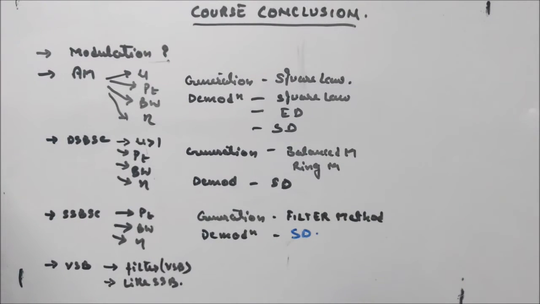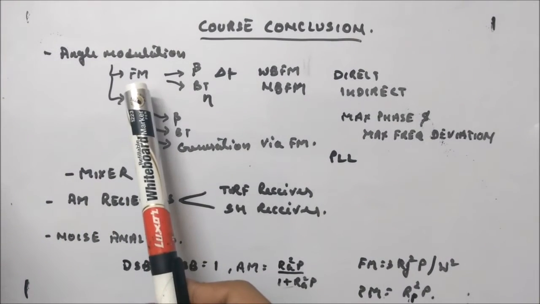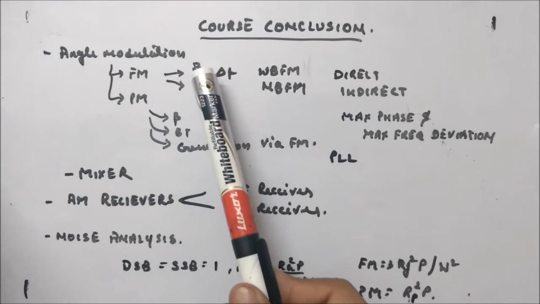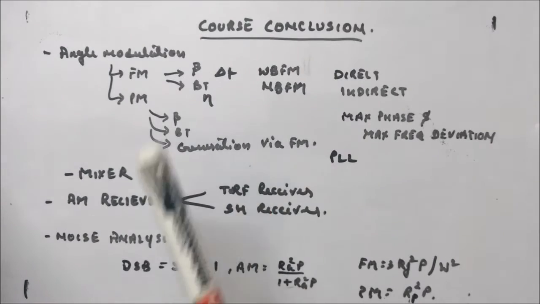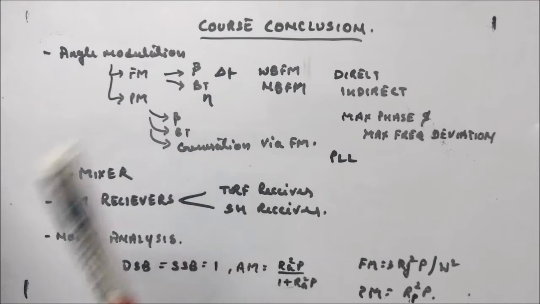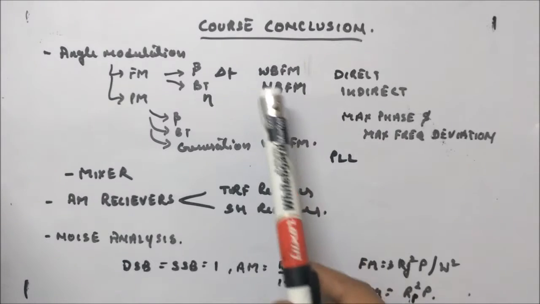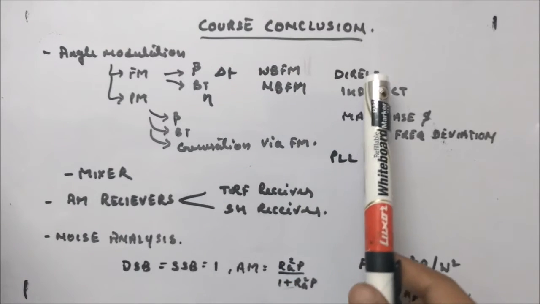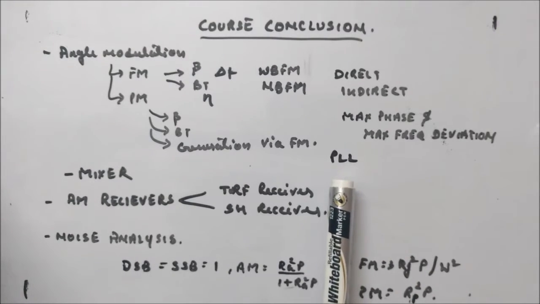Now we will see what all things we saw in angle modulation. Then we covered angle modulation, where we saw FM first, the modulation index, the Carson's rule, power efficiency, the frequency deviation. These all things we saw. We rigorously saw frequency modulated signals. There we saw the generation of WBFM, NBFM through direct and indirect methods, and how we detect through PLL we have seen.